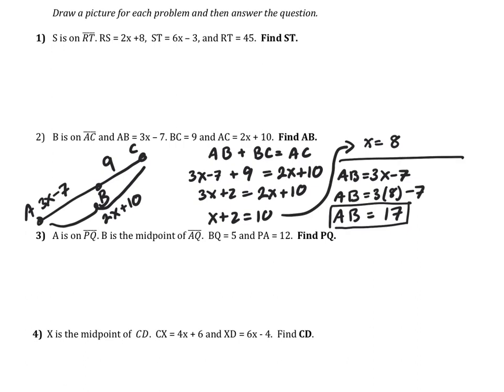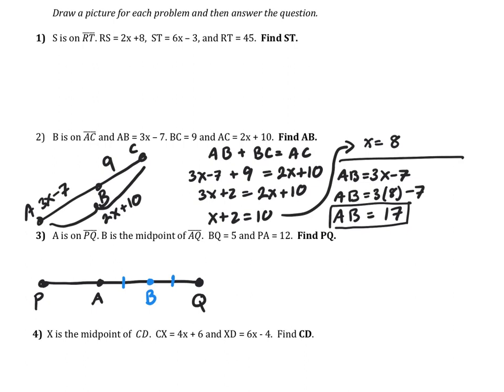Okay, next one. A is on PQ. All right, so let's draw this. We have a segment, PQ, and A is somewhere on there. Okay, then it gives us a little bit more information. B is the midpoint of AQ. So I'm going to put B on here. And then remember, midpoints are right in the middle, which means that the two segments that it creates are congruent, right? The same in size and shape. So I'm going to put my congruency markers right on there.